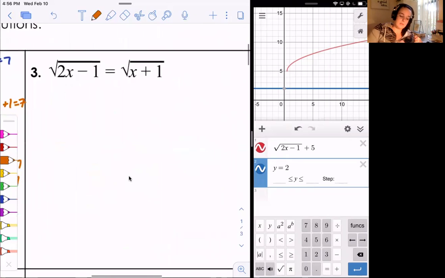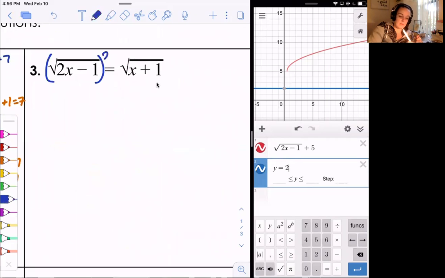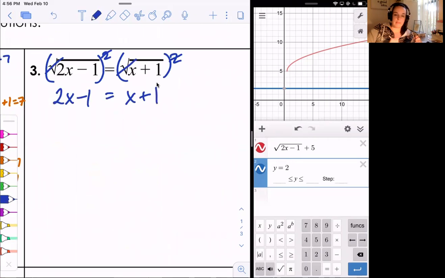Let's see, number 3. Number 3 we see is slightly different, has these square roots on it. Since there are 2 square roots, we're going to square both sides, which is great because what we do on one side, we have to do on the other. So square root and square will cancel, square root and square will cancel. We'll have 2x minus 1 equals x plus 1, like that.